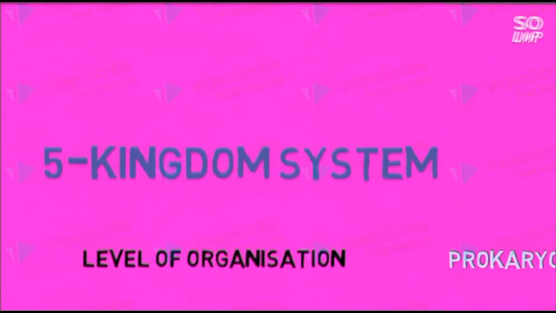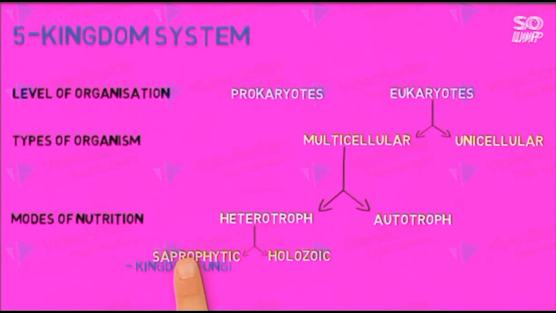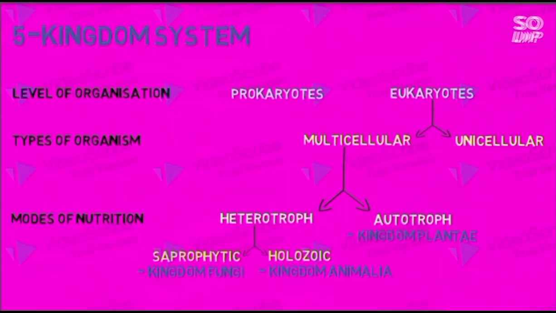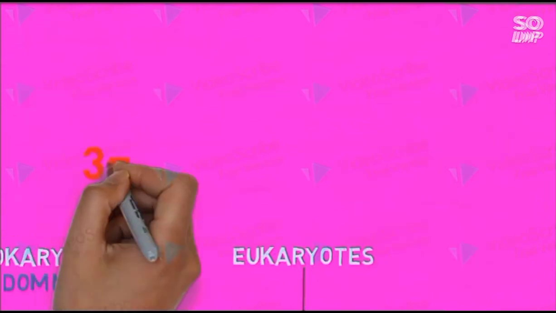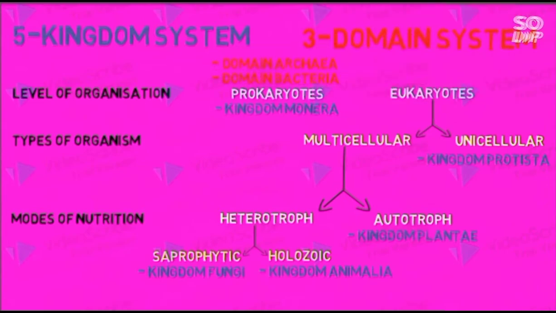Did you know about the Five Kingdom system? The Five Kingdom system was proposed by the American biologist R.H. Whittaker. The five kingdoms are Kingdom Fungi, Kingdom Animalia, Kingdom Plantae, Kingdom Protista, and Kingdom Monera. Based on new molecular data, classification now follows the three-domain system, which is bacteria, archaea, and eukarya.